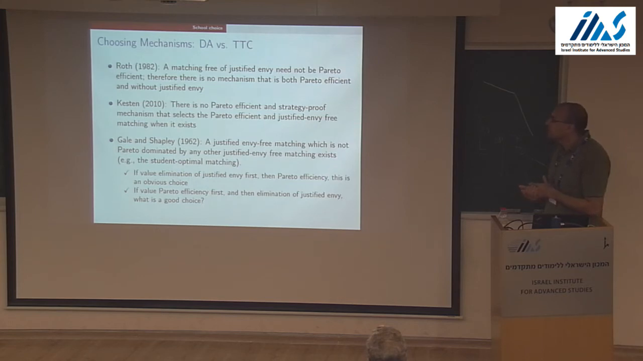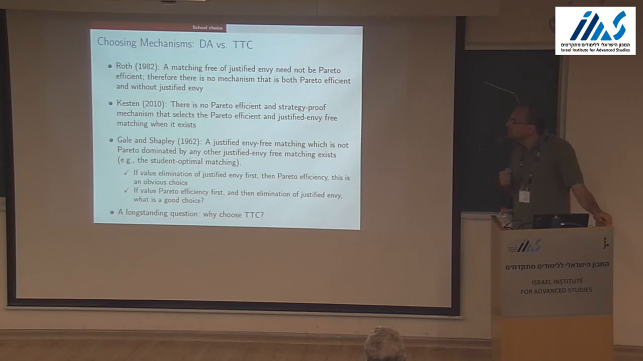Okay, so the argument went, if we value the elimination of justified envy first and then Pareto efficiency, deferred acceptance is a natural choice. What we don't know is, suppose our preferences were different. We cared about Pareto efficiency first, and then the elimination of justified envy. What is the good choice of a mechanism? Put another way, I can give you a formal basis for choosing deferred acceptance as solving some kind of constrained maximization problem. Can I give you a similar basis for top trading cycles?